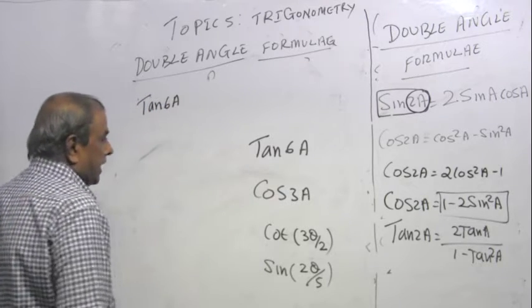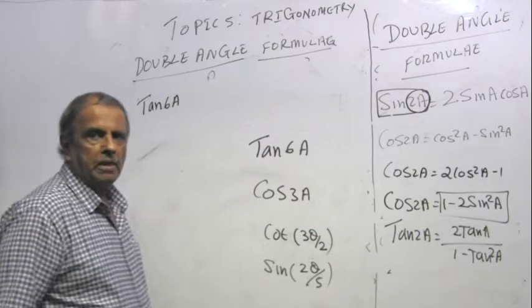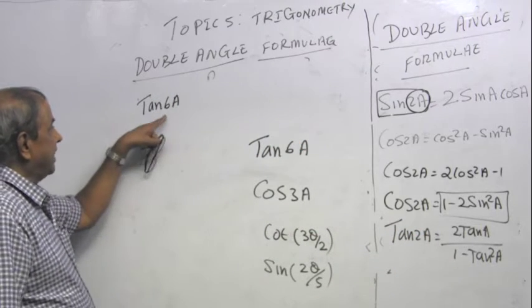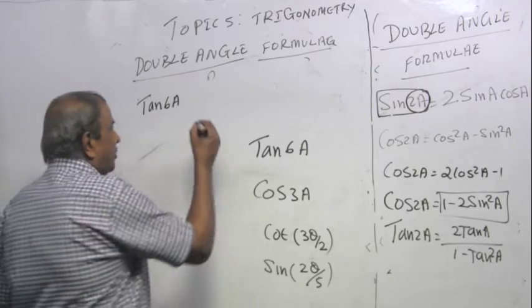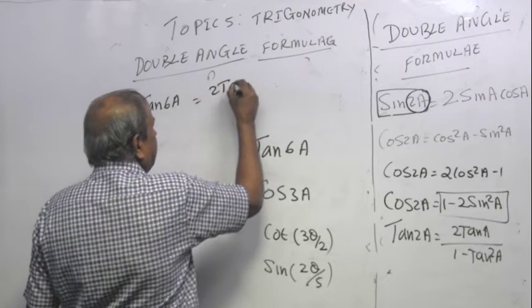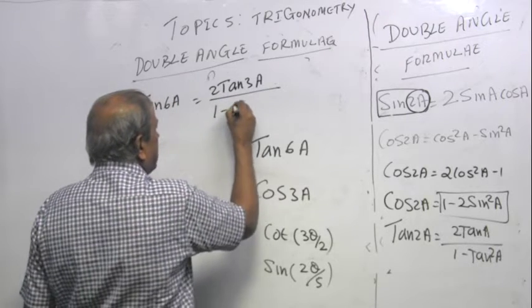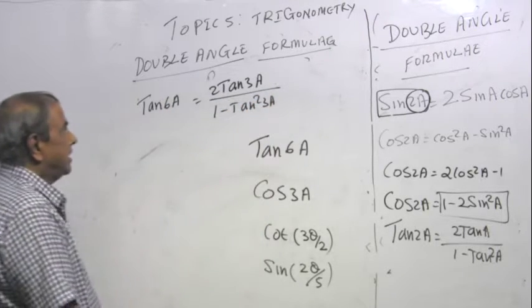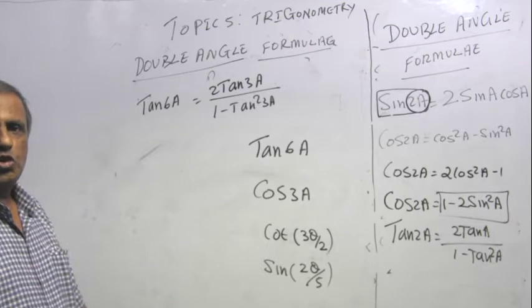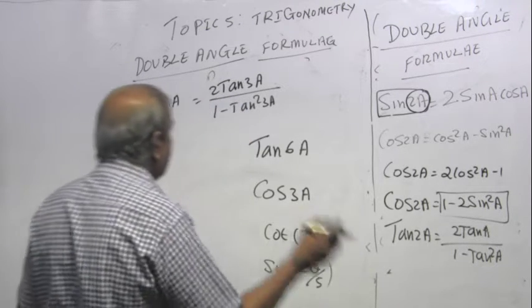What is the formula for tan 2a? 2 tan a over 1 minus tan squared a. So to get 6a, it is 3a times 2, yeah? So it's double of 3a. So wherever you have a, you write 3a. The numbers do not change. The ratios do not change. It's only the angle that changes in the ratio 1:2. With that, I did tan 6a.